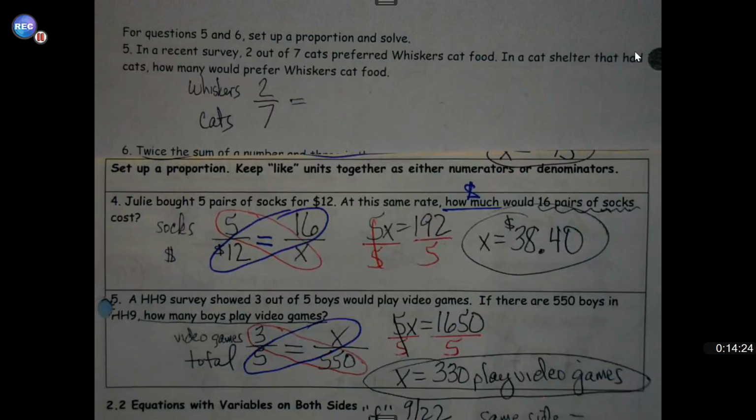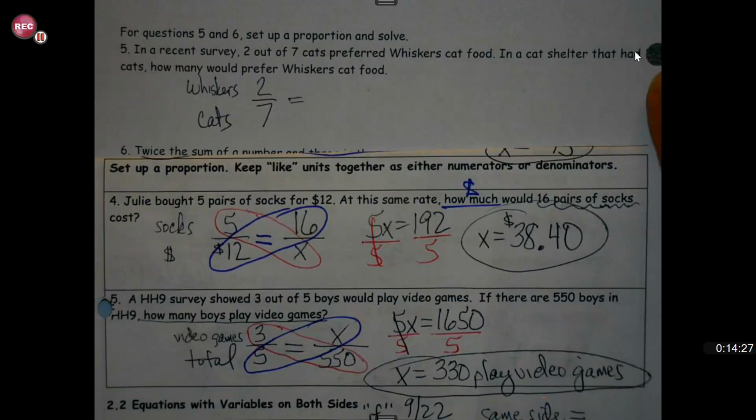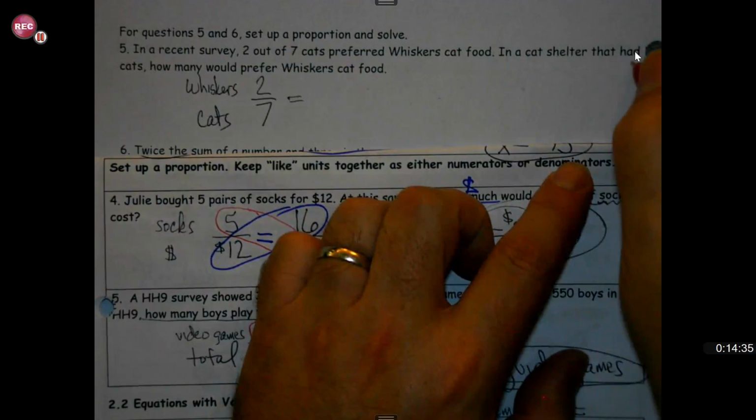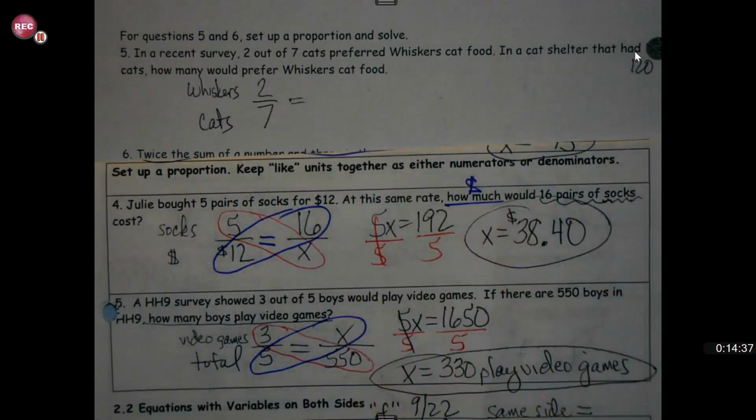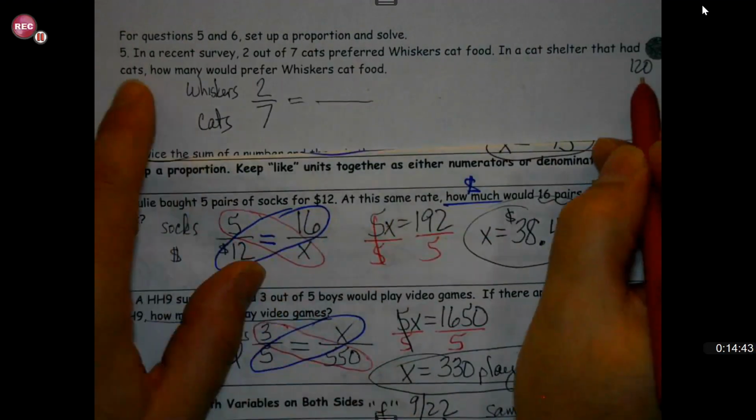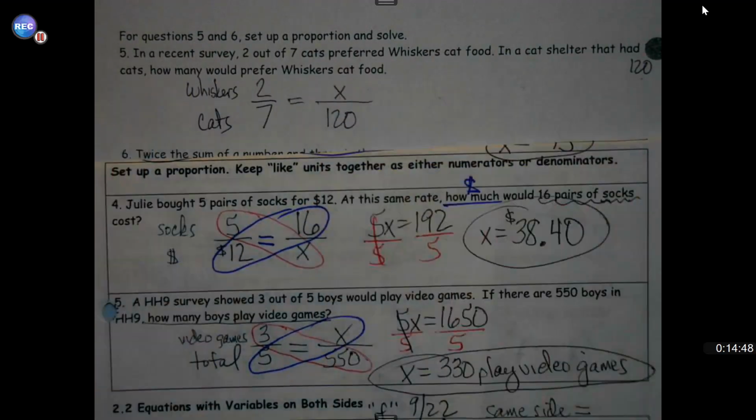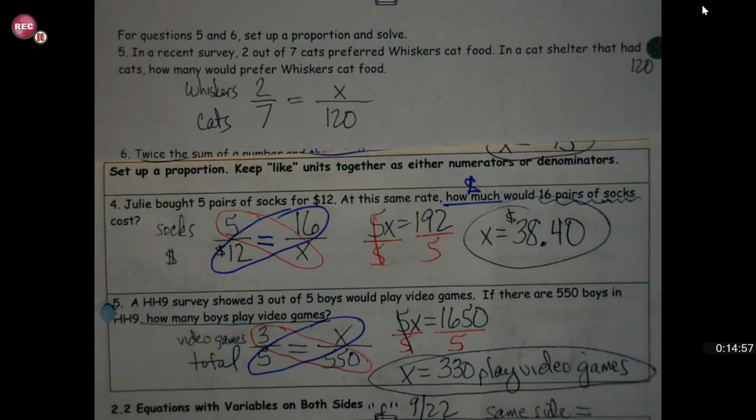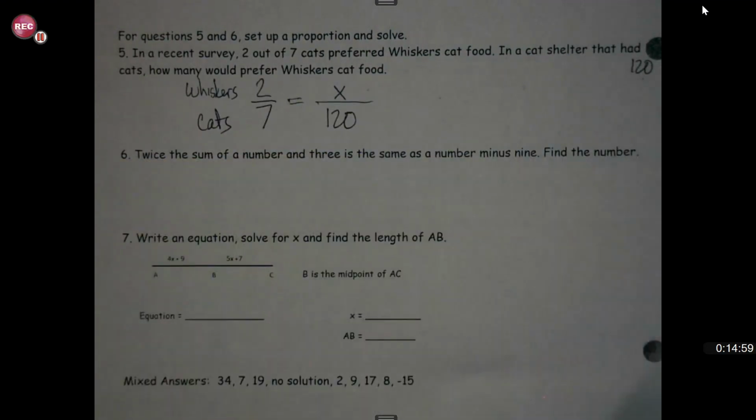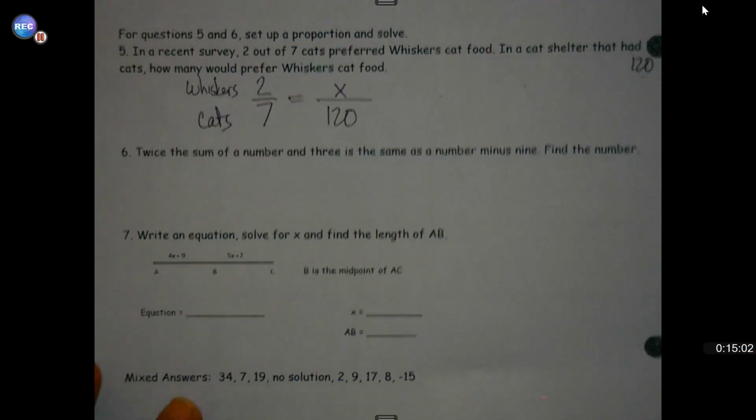Just like I had video games in total, or video games, I could have put boys here. Now, in a cat shelter that had holy cats, no, not holy cats. Bad joke. I think it was 120. This number would have been 120 if the hole punch would not have punched it out. But 120 cats, put things that are the same on the same level. Using the examples to be your help until you're feeling comfortable enough to do it yourself.